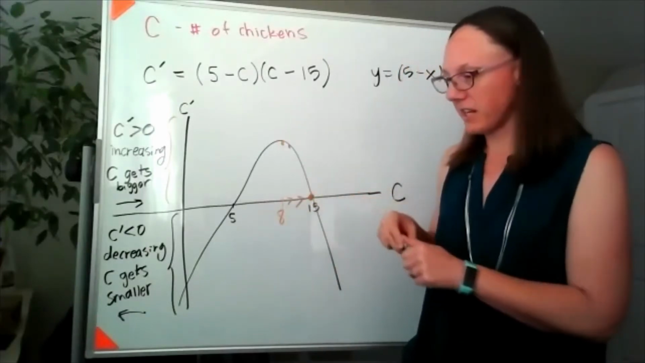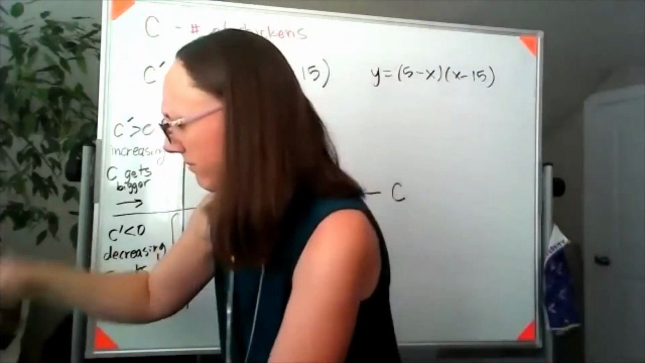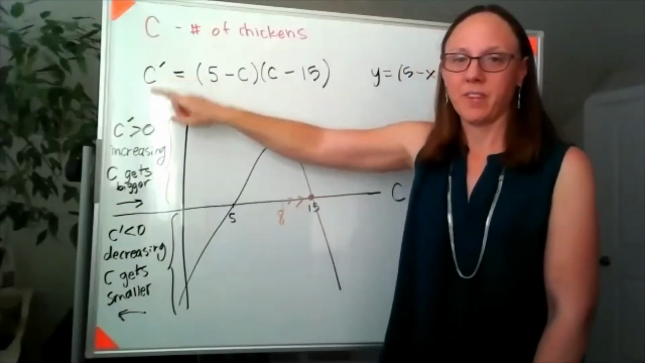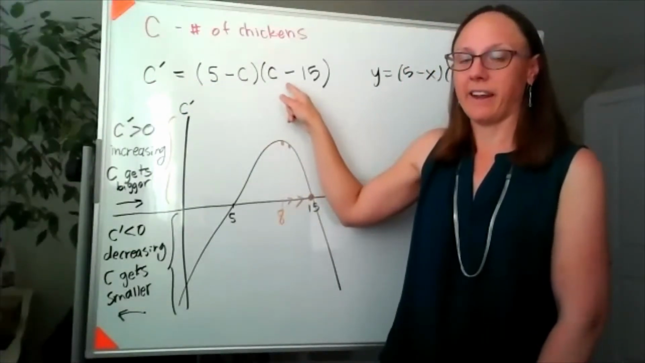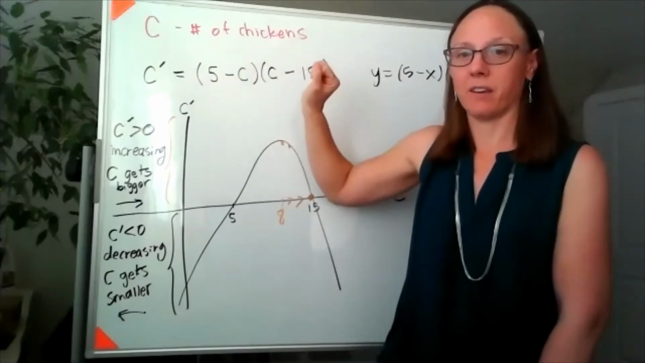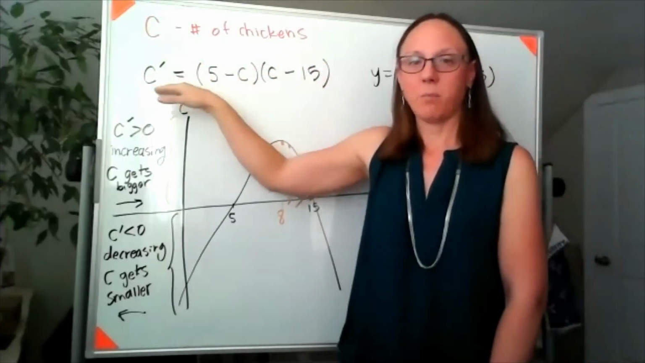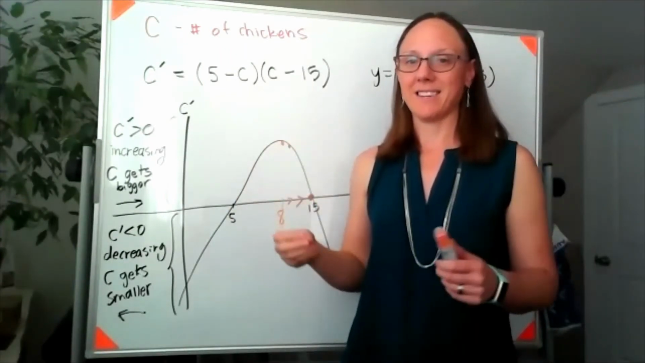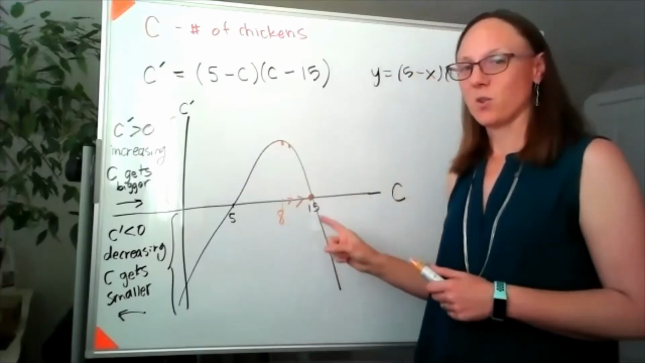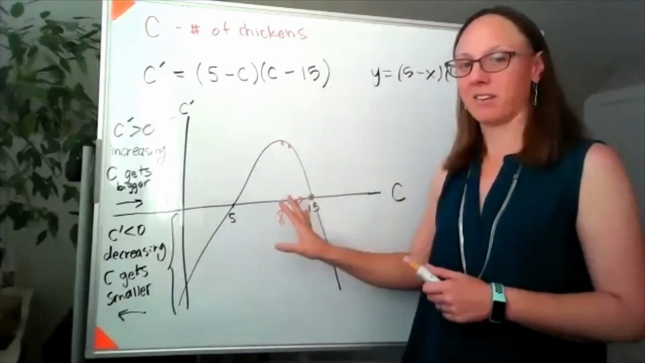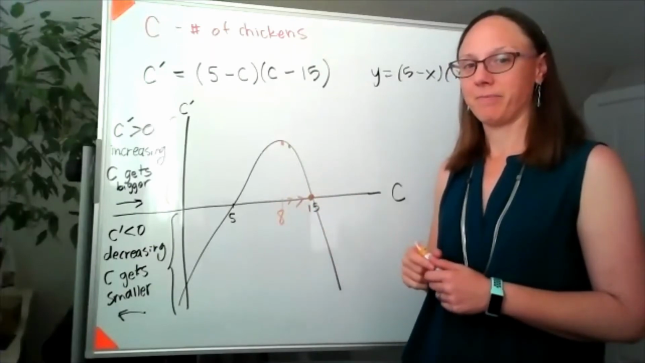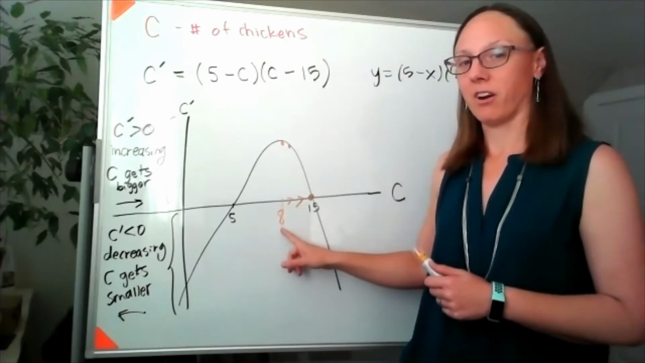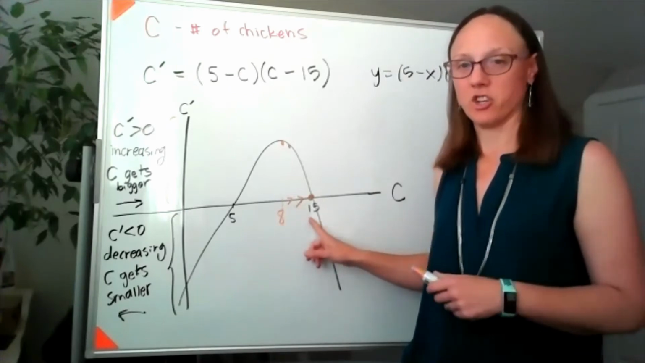Well, if I get to 15, then thinking about this C prime thing, if I plug in 15 right here, I've got 0 times something. If C prime is equal to 0, then that's telling me C is not changing. So if I get to 15, I'm stuck there. I am stuck at 15. So if we start with 8 chickens, the long-term behavior is that we end up with 15 chickens.